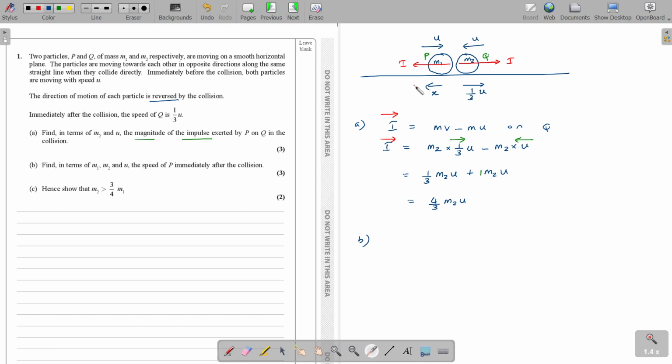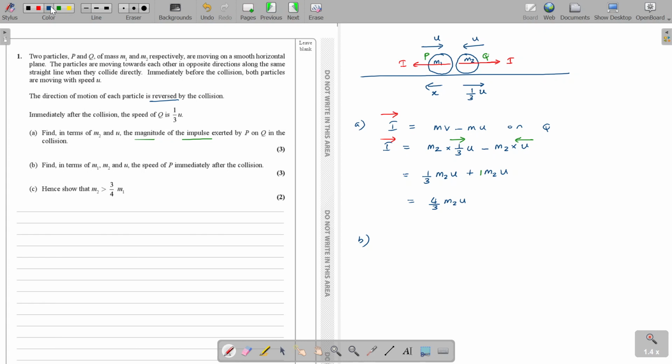There are two options that you could go with. You could go with either, because we know all these speeds. You could go with the law of conservation of momentum, or you can again go with I equals mv minus mu on particle P. Because we know the impulse now, we know that the equal and opposite impulse acts on particle P. Which option do you prefer?